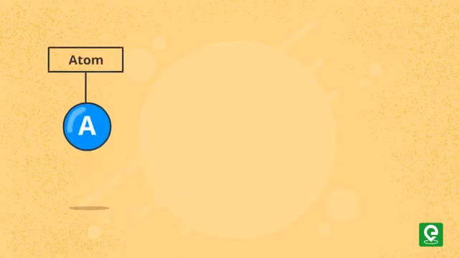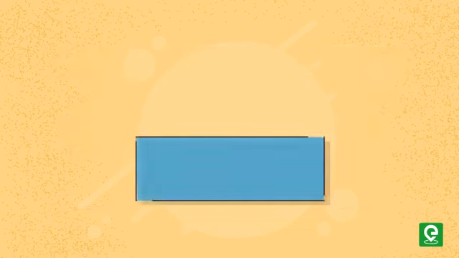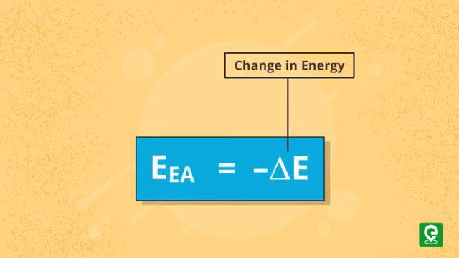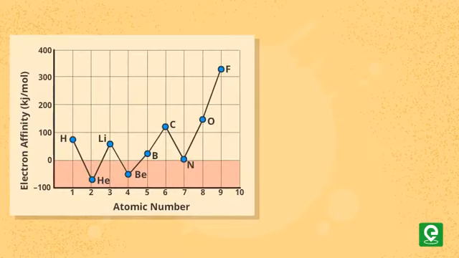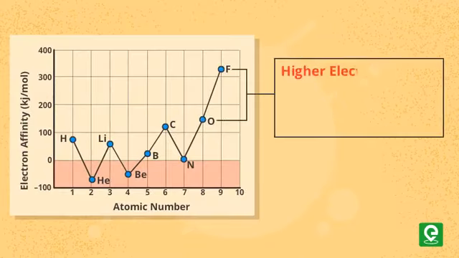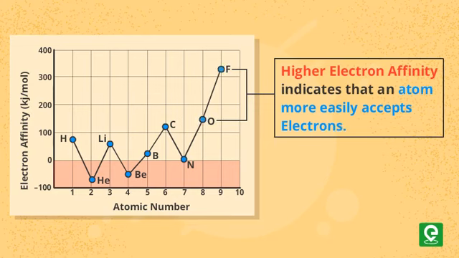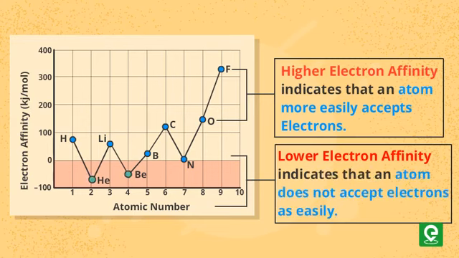As we know that an electron carries a negative charge, so when a neutral atom gains an electron, it changes into a negative ion. Since release of energy is an exothermic process, therefore the change in energy has a negative sign, which means that the electron affinity is positive. On the basis of this sign convention, we must remember that higher electron affinity indicates stronger capability of an atom to easily accept electrons. Or we can say that an atom with lower electron affinity will not accept electrons as easily.